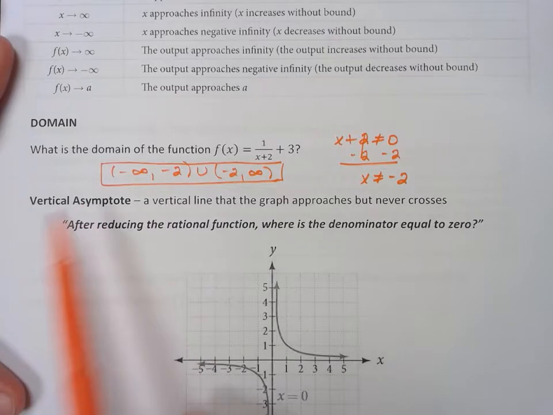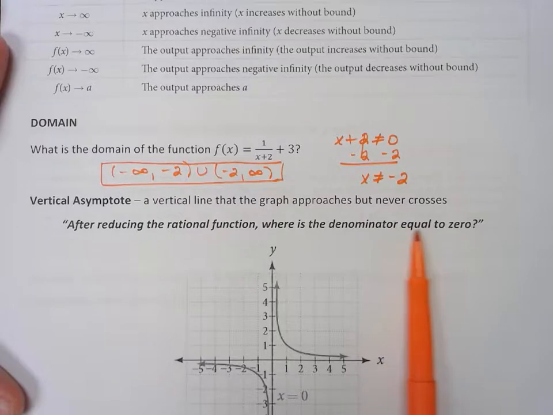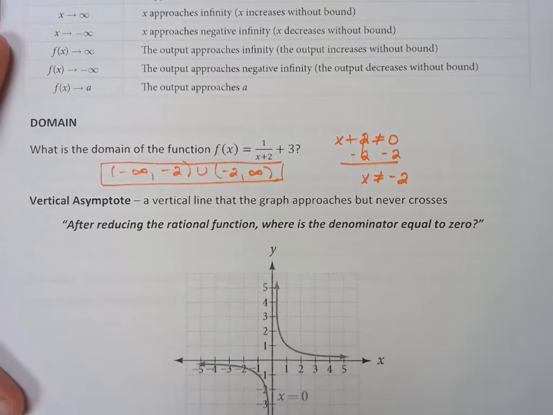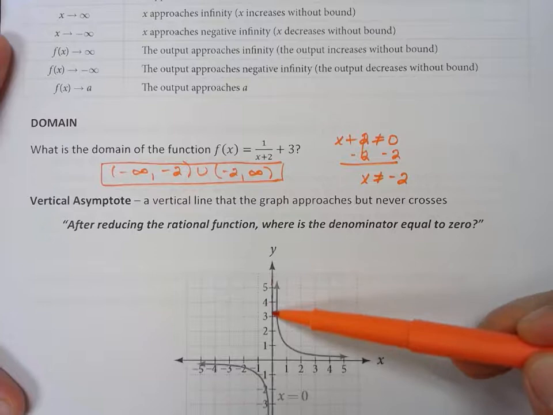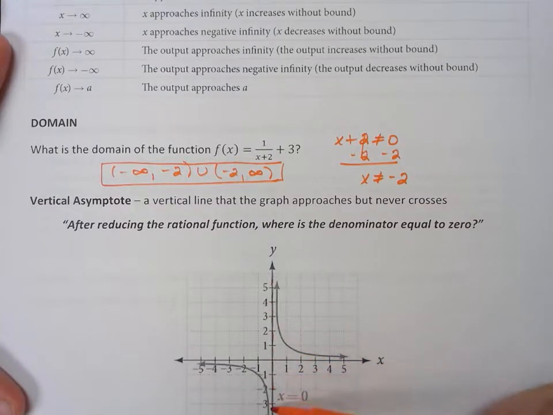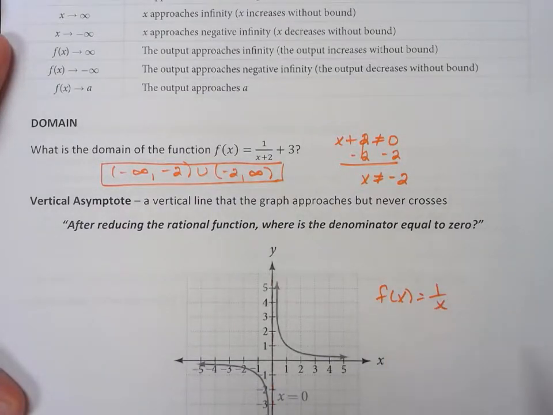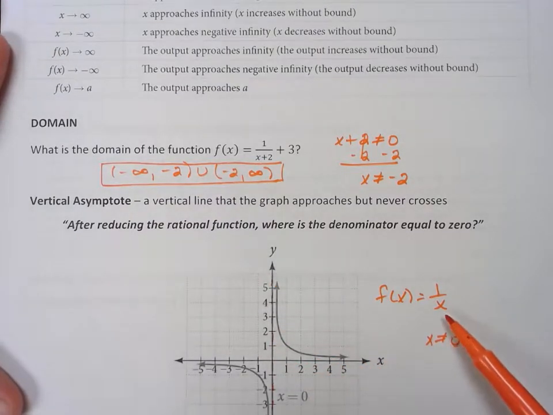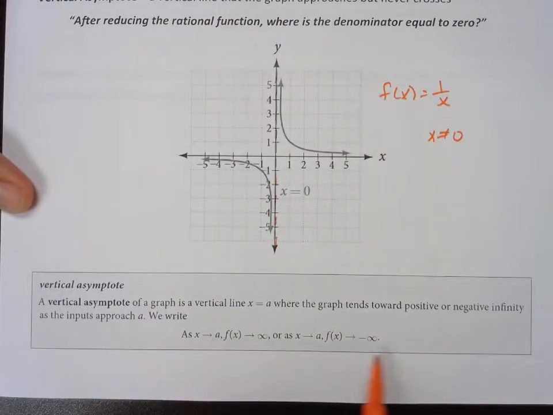So let's talk about vertical asymptotes first. A vertical asymptote will happen everywhere the denominator is equal to 0. Actually, we're going to look at that problem on the next page. So right here we have a vertical asymptote at x equals 0. Remember, this function is 1 over x, and remember x cannot be 0, right? So we have a vertical asymptote wherever the denominator is 0. That's pretty much what all of this is telling you right here.